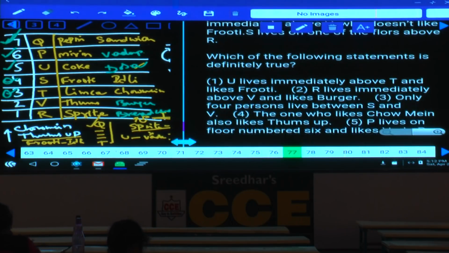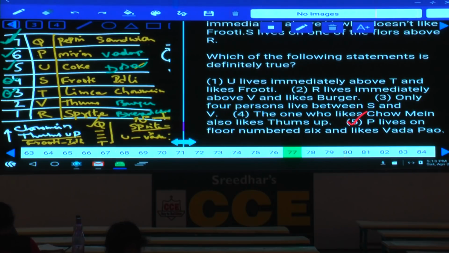Then coming to question number 77. Which of the following statements is definitely true? Tell me what is definitely true here. U lives immediately above T. U immediately above T, that is false. R lives immediately above V and likes burger. R and burger, that is false. Only 4 persons between S and V. Between S and V there is only 1 person, that's again false. The one who likes chow mein also likes thumbs up, chow mein and thumbs up, that is also ruled out. P lives on floor number 6 and likes vada pav, definitely true. What is your answer here? Choice 5. Now this is about question number 71 to 77.